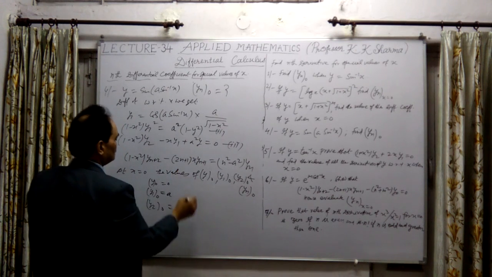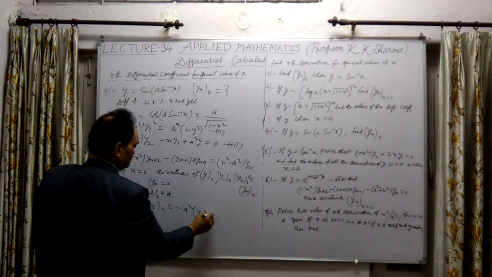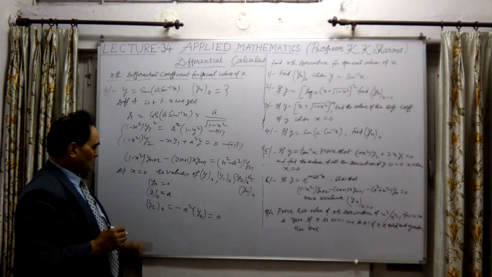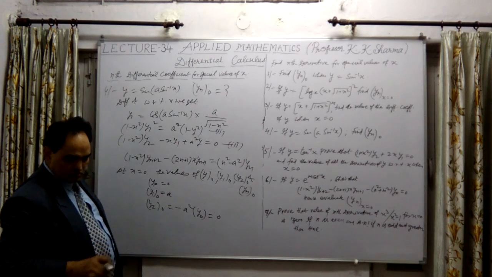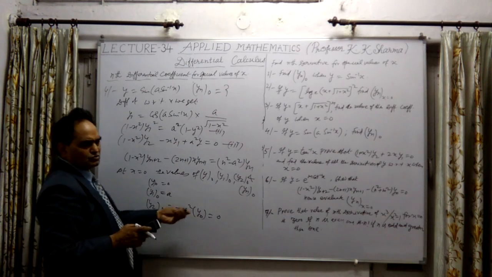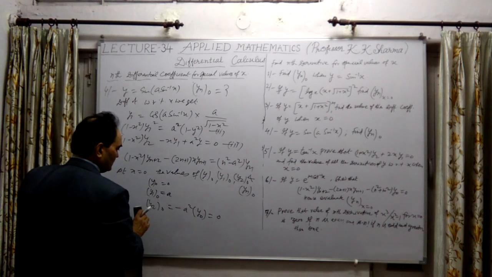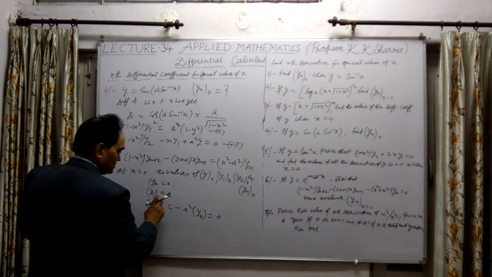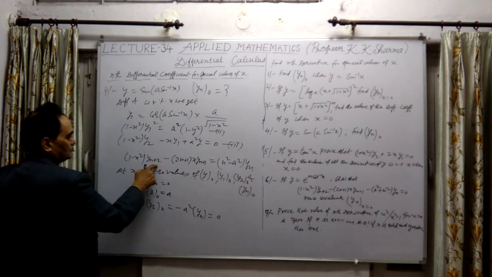Minus a square into y₁ at 0... I'm sorry, y₁ at 0 is 0. So this is equal to 0. Only for y₁, an odd number value will be there. Okay, we have to find out, because y₂ is 0. So for even terms, the value of yₙ will be 0, but only for odd number of terms we have to find out. So odd number of terms from this equation.